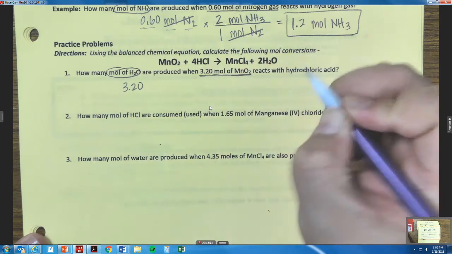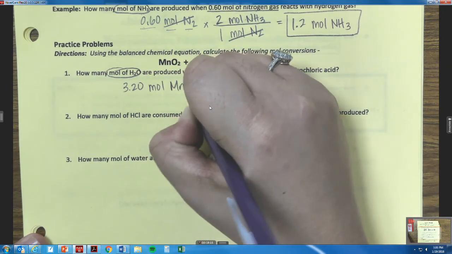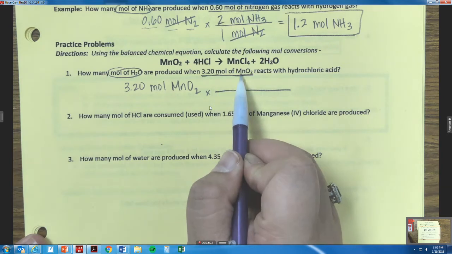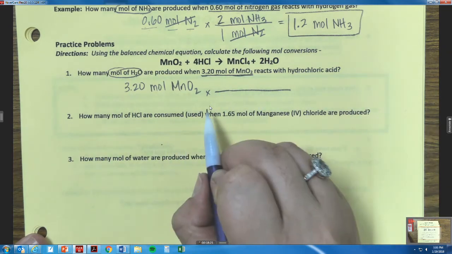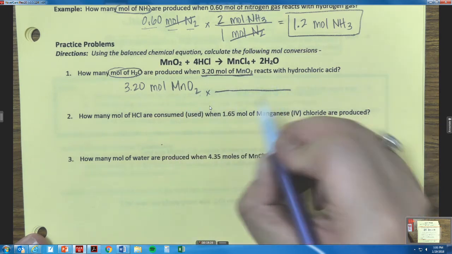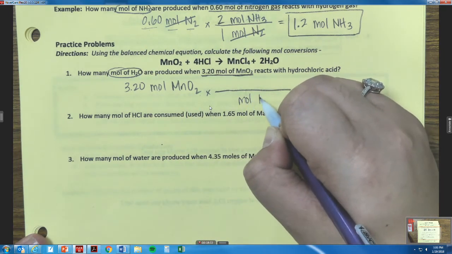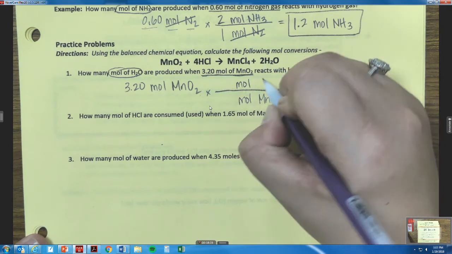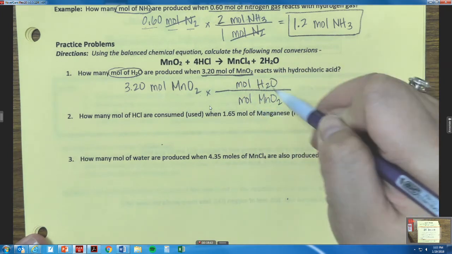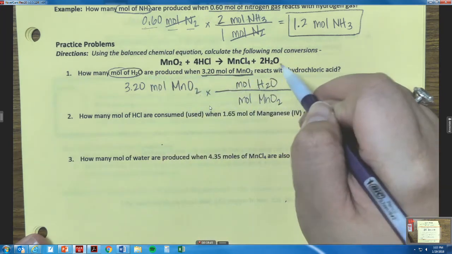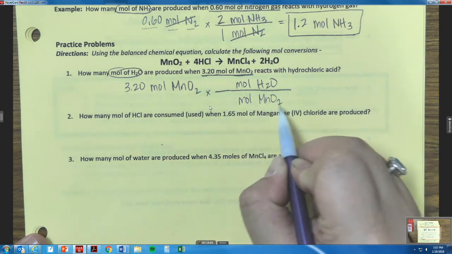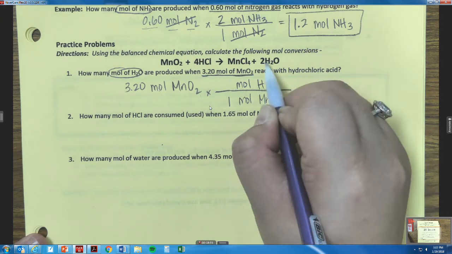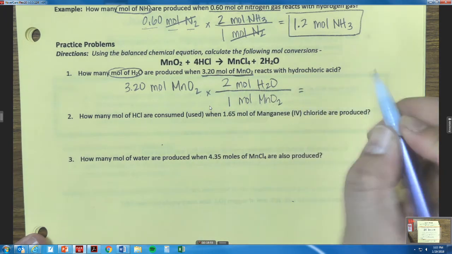So 3.20 moles of MnO2 multiplied by our conversion factor. Since we're going from moles of one substance to moles of another, it's just a single step problem. Moles of MnO2 belong on the bottom, so that our units can cancel out later on. And what we're looking for is moles of H2O. At this point, we go back to our chemical equation to look at our coefficients. Your coefficient for MnO2 is right here, which is a 1, and your coefficient for water is a 2. So we can go ahead and solve.